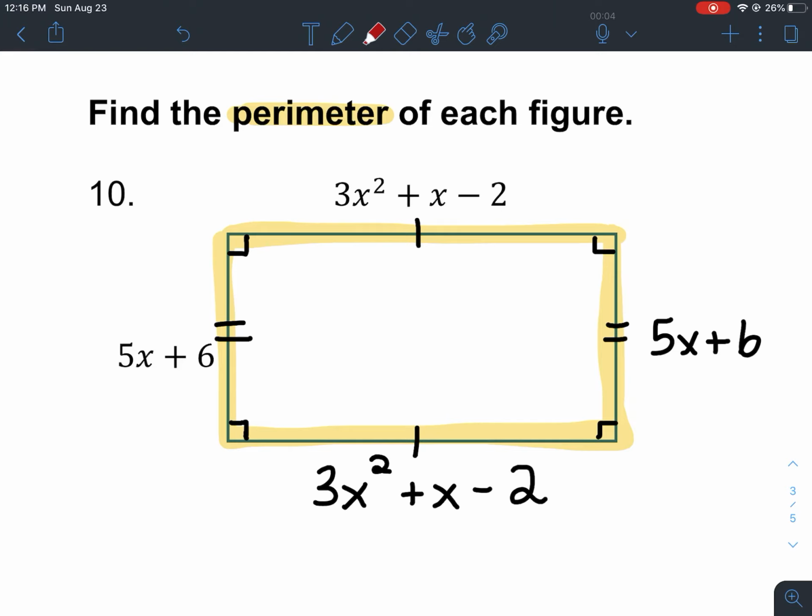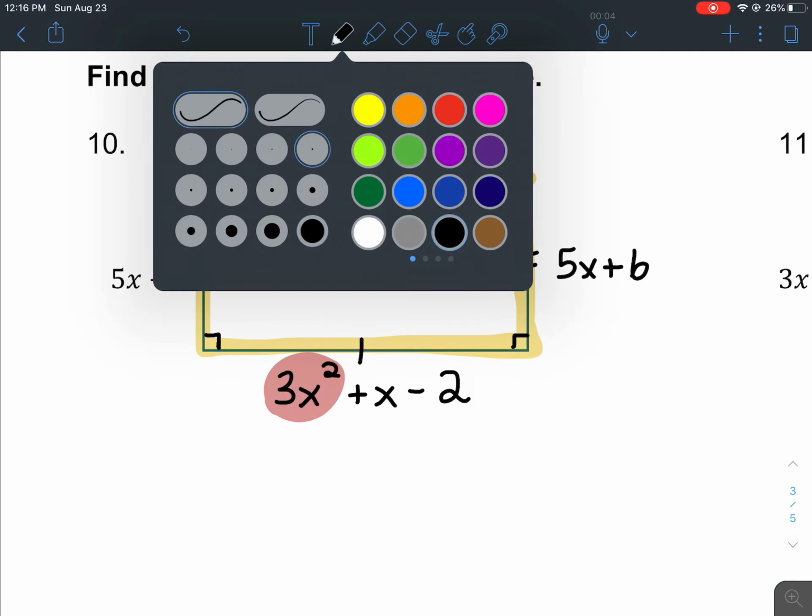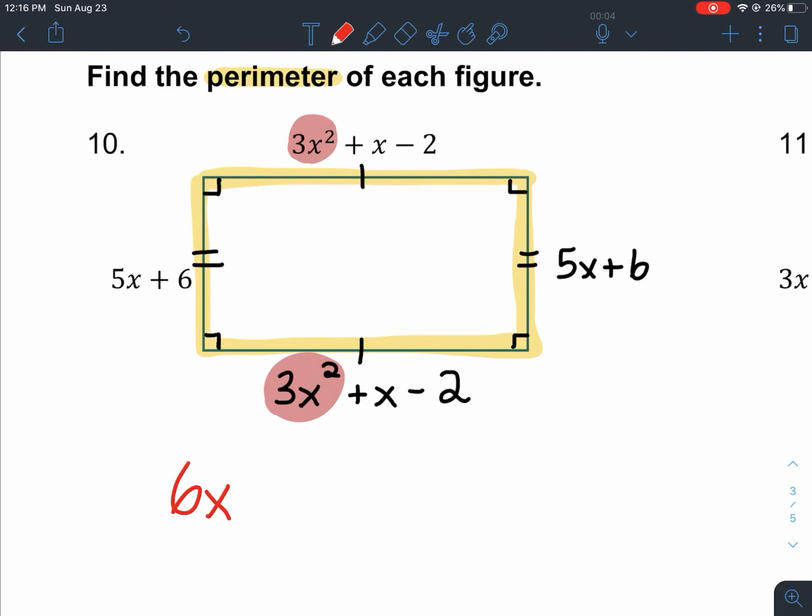So just like we were doing before, find the ones that have the exact same variable and exponent and combine their coefficients. So we have 3x squared. We also have another 3x squared. If we combine those two together, we end up getting 6x squared.